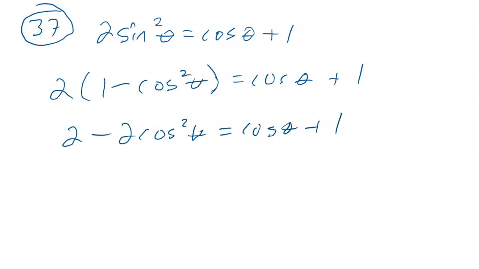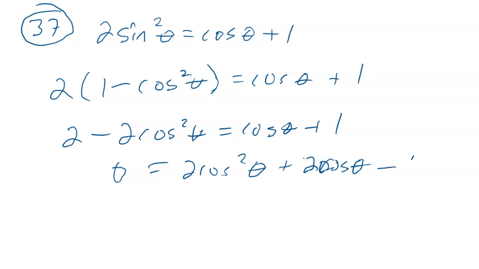I'll move everything to the right. So I get 2 cosine squared theta plus cosine theta. And then finally, I will get a minus 1, because I'll be subtracting 2. Hopefully this factors. I don't think it does.